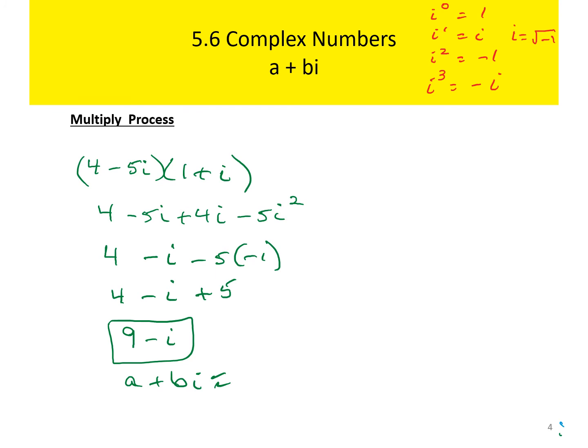Just treat your i's like we do any variable. The trick is to know that i squared equals -1 and to put it in the correct order.